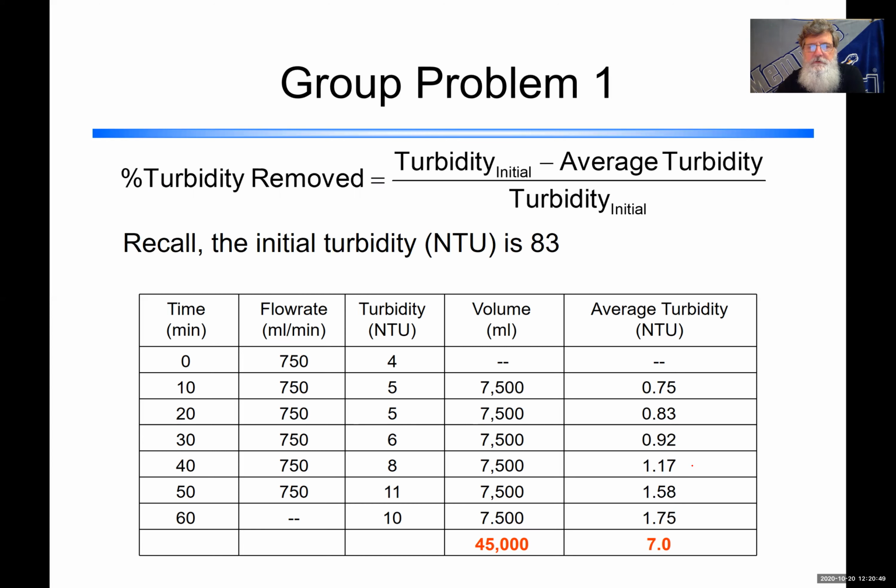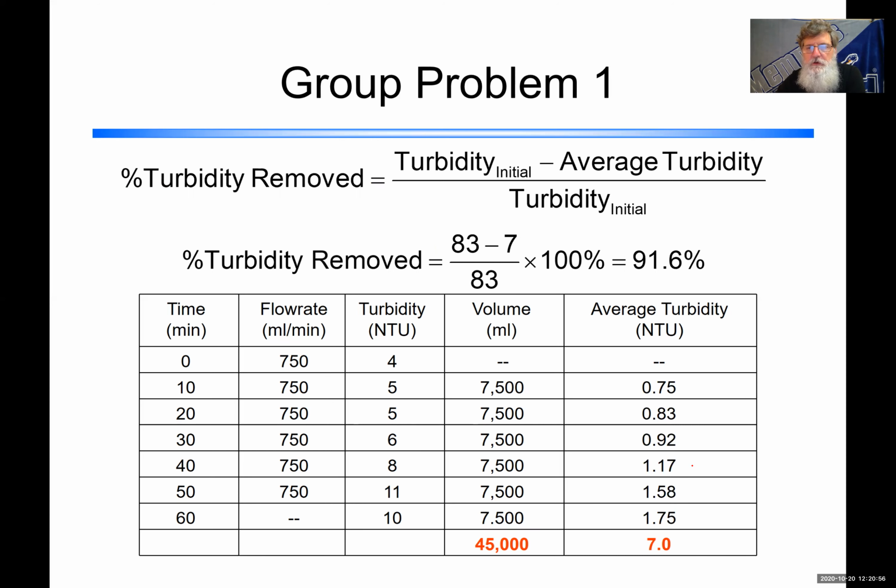So when you calculate 83 minus 7 divided by 83 and convert that to percent, I got a value of 91.6%. So this filter removed around 92% of the turbidity in the influent water supply. So what's our filter efficiency?